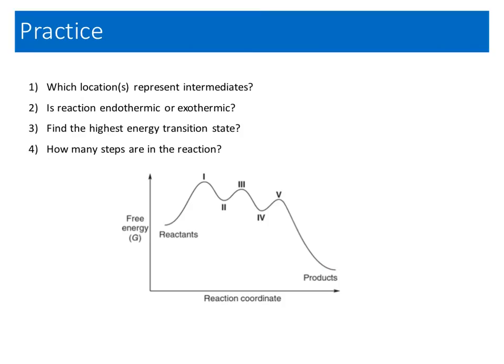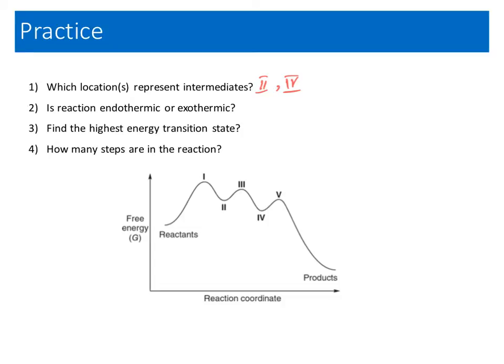A practice problem here. We have an energy diagram and we need to answer a few questions about that diagram. The first question is asking which locations represent intermediates. We already talked about it. All the valleys and minima are intermediates. So we have 2 of them. Therefore, points number 2 and 4 are our intermediates.